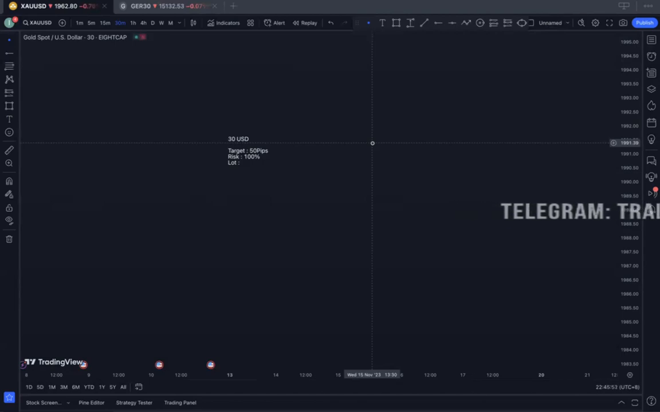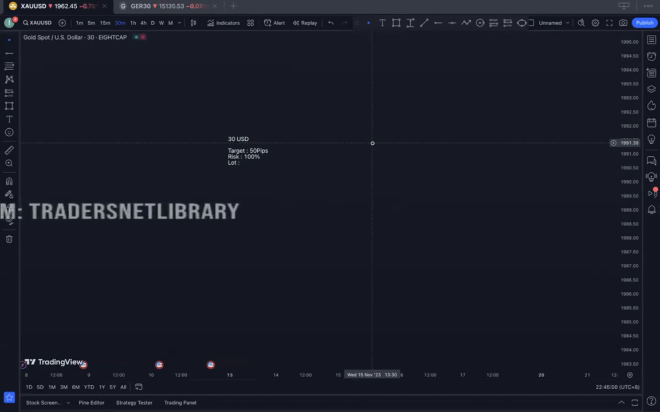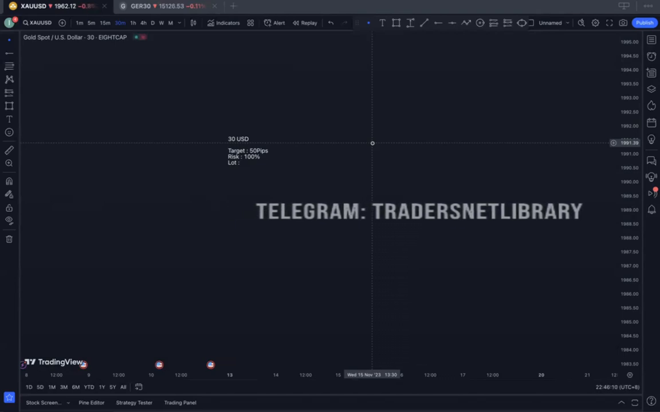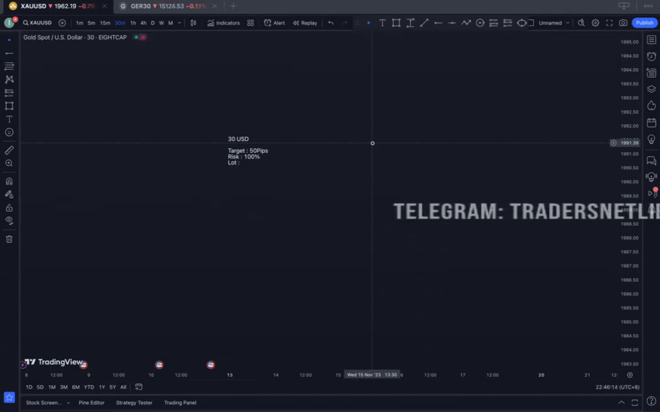Am I not doing a mistake? It's telling me two lots. No, your stop loss is going to be 150. Oh, 150 points. Okay, convert it to pips, 15 pips. Okay, 15 pips. All right.